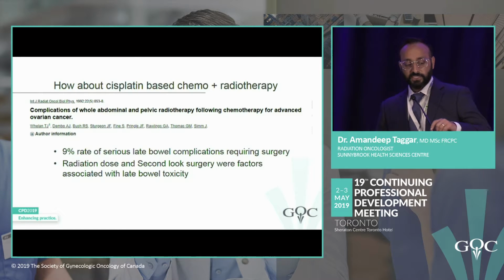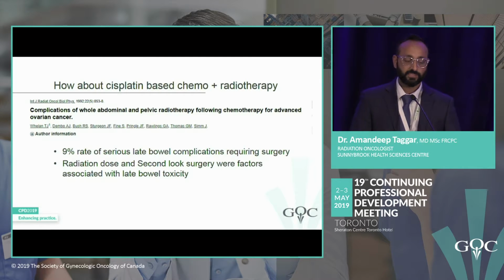Radiation oncologists were feeling left behind, so they thought, why don't we combine cisplatin with radiotherapy? We didn't do any better at that time either. In fact, the complications and toxicity rates were still higher. Instead of 4.5% to 5%, it went to about 9% rate of serious late bowel complications when cisplatin was combined with radiotherapy in women with ovarian cancer.